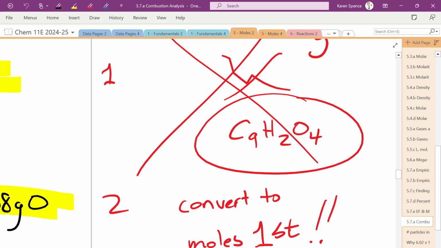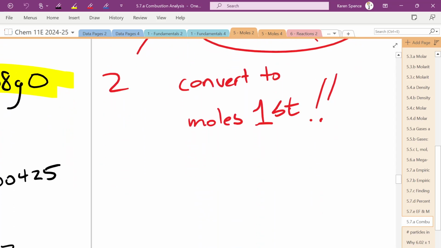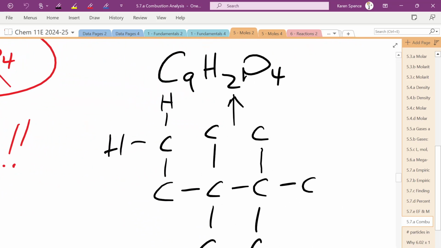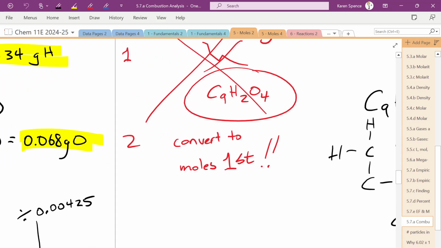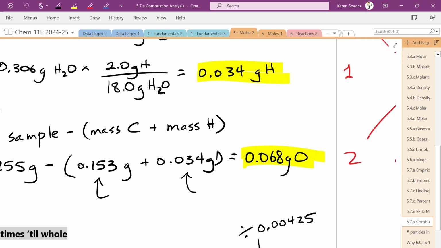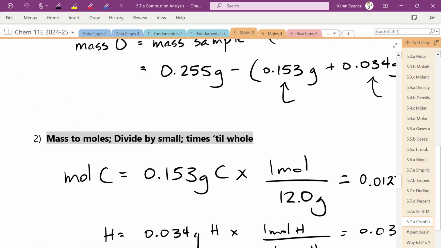Because what will happen is you'll end up with the formula C9H2O4, which is not the correct answer. And if you tried to draw a structure that contained 9 carbons, 2 hydrogens, and 4 oxygens, you will not succeed very well, because we need hydrogens to fill in all the gaps on the carbons. So just be aware you cannot just divide by the smallest mass. You have to convert to moles first. Okay?